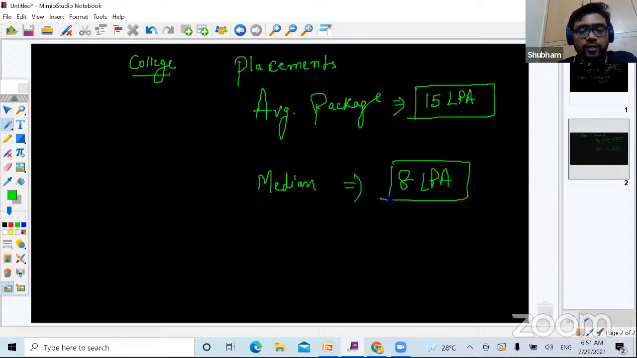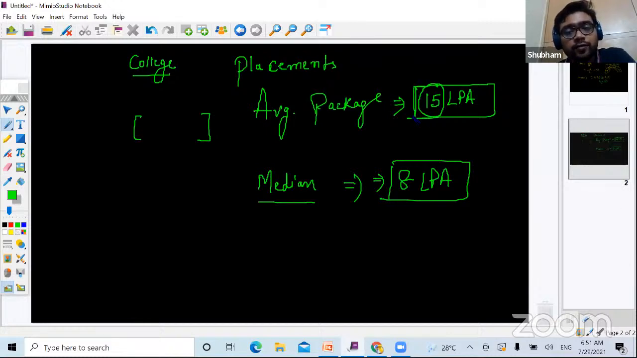Now, can I say that the placements of this college are very, very good? No, because the middlemost observation, that is the 50th percentile student, got only 8 lakhs per annum, whereas my average package comes out to be 15 lakhs per annum. The reason for this difference is that at the very highest level, the numbers are very much higher than 15. Because of those values only, my average has increased to 15, but my middle value is still 8. So it is really important to look at mean and median values both in order to understand the data better.